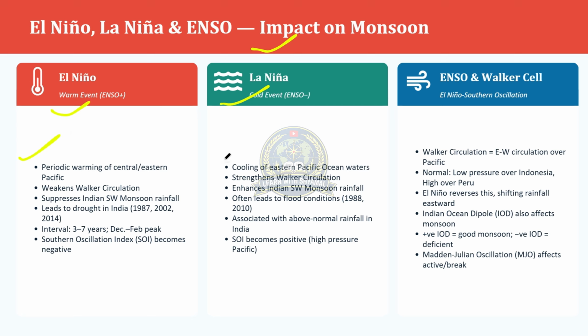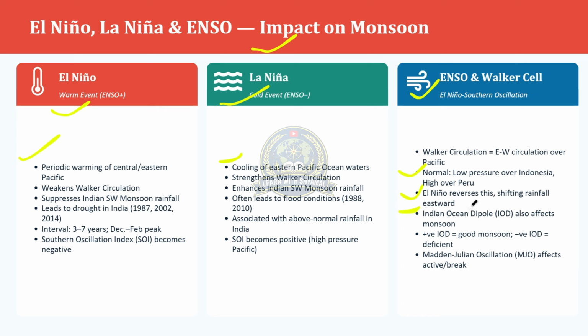La Nina, cold event, cooling of Eastern Pacific Ocean waters, strengthens Walker circulation, enhances Indian southwest monsoon rainfall, often leads to flood conditions. 1988 to 2010, associated with above normal rainfall in India. SOI becomes positive, high pressure over Pacific. ENSO and Walker cell: El Nino Southern Oscillation, Walker circulation, east-west circulation over the Pacific. Normal: low pressure over Indonesia, high over Peru. El Nino reverses this, shifting rainfall eastward.